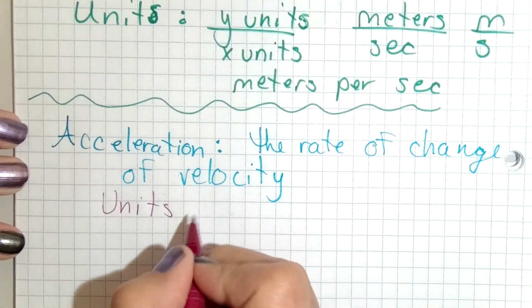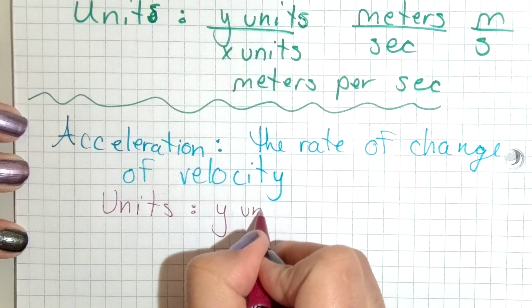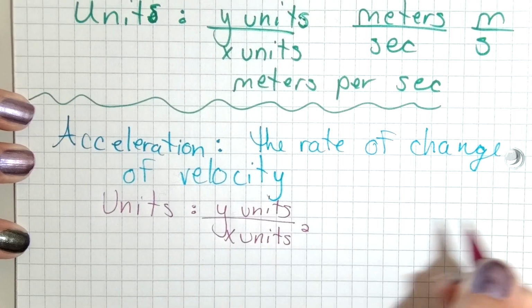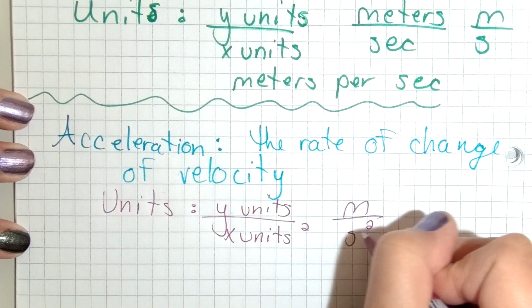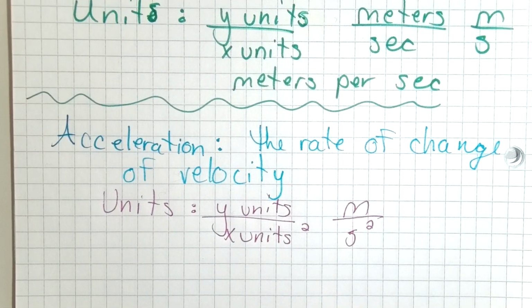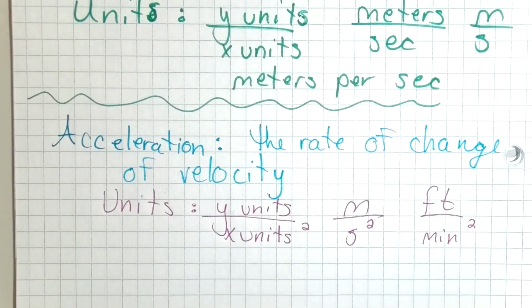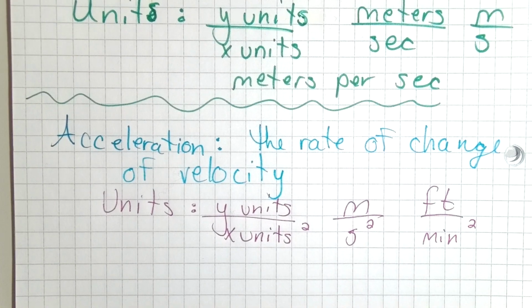The units for that are going to be the y units over the x units squared. So, meters per second squared. Feet per minute squared. Your denominator will be squared. For acceleration, your denominator will be squared because it is your second derivative. And you'll see what I mean when we get to a little bit more information.